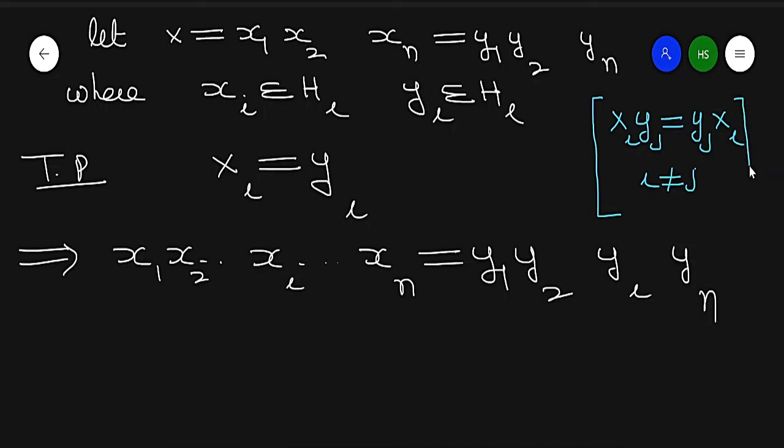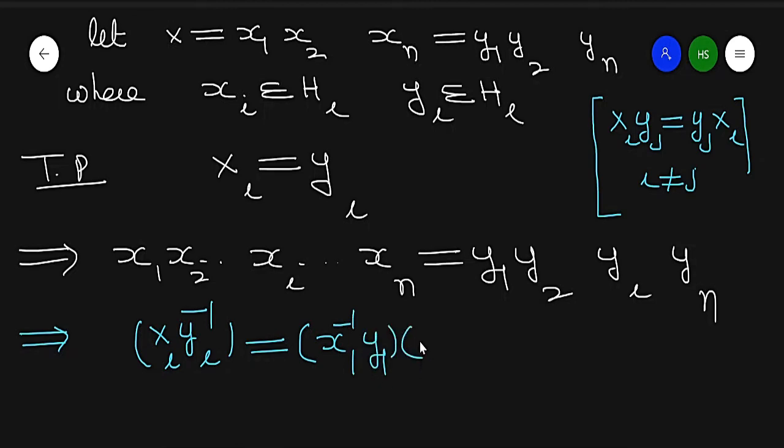So using this property, shifting at this place, we get Xi Yi inverse. The ith element I am taking on the left hand side, and on this side, here it is Xi Yi, and here at this place it is X1 inverse into Y1, X2 inverse into Y2, and so on, continuing up to Xn inverse into Yn inverse, right?